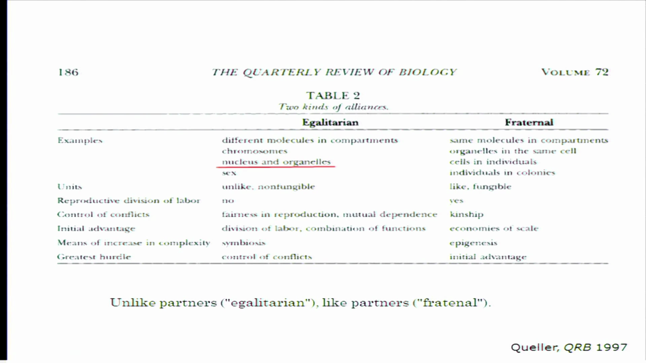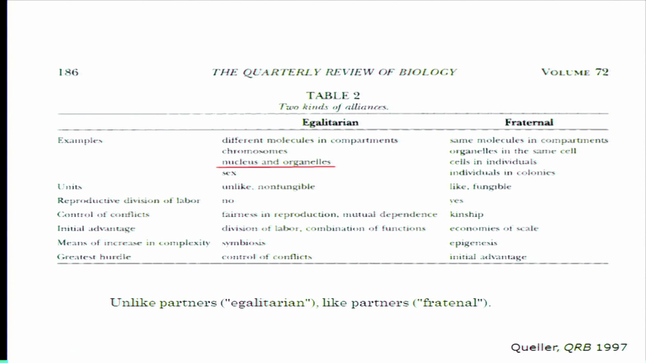And the problem is, according to Queller, that there often isn't much of an initial advantage, he thought. The egalitarian transitions, as he thought of them, are ones where you have very different entities to begin with who come together. And the advantage is that there'll be a division of labour that's useful from the start. The problem then, he thought, was overcoming conflict.